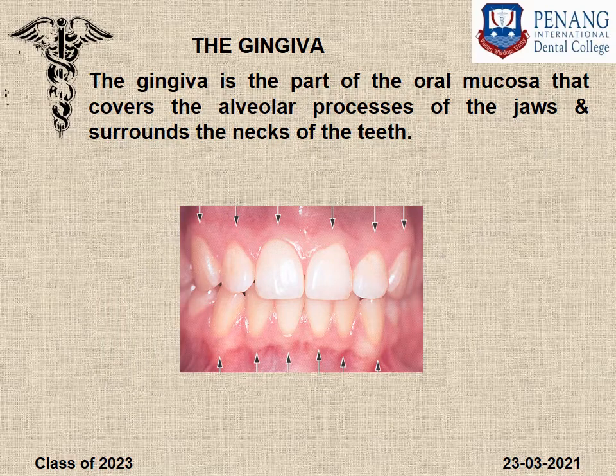So to start with the first structure, that is your gingiva. The gingiva is a part of the oral mucosa that covers the alveolar process of the jaws and surrounds the necks of the teeth in this fashion. So you can very well see how your gingiva is placed. It is a little coral pink in color, and a little scalloped around each of the tooth surfaces, which surrounds the necks of the teeth.